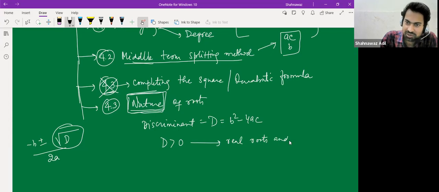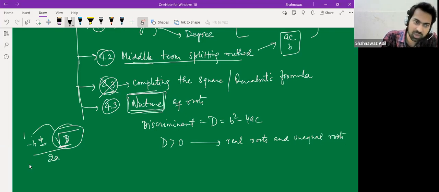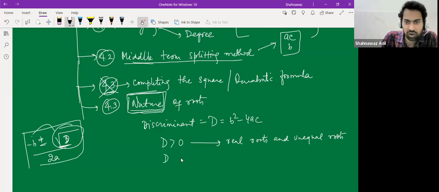Just remember this formula, right? If we have D greater than 0, let's say 3, then we'll have two values, plus and minus. So this will give a plus value and a minus value, two different values. So unequal roots. Just remember this formula. This will tell whether the roots will be equal or not equal, or real or not real.